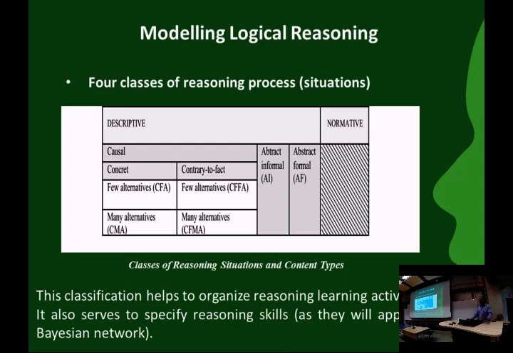So we have identified all these categories, which in fact serve us to go through a more specific skill elicitation, because being able to succeed on an MPP in a concrete causal situation does not mean that you will be able to do it in a contrary-to-fact situation, for example, where you have a few alternatives or many alternatives.